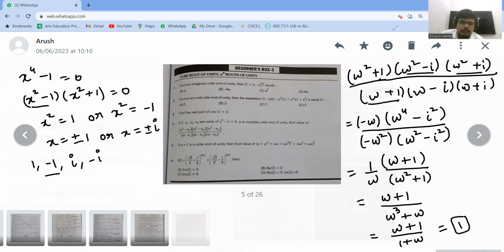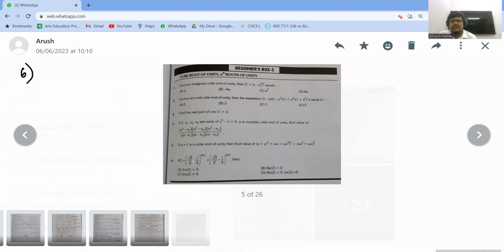Next, question 6. Seeing this root 3 and this 2, do you recollect anything, Arush? Sin 60 comes to mind, root 3 by 2. Correct. So basically every complex number is of this form, cos theta plus i sin theta. Root 3 by 2 is sin 60, but cos of which angle is root 3 by 2? Can you tell me that? Cos 30. Correct. So cos 30 plus i sin 30.